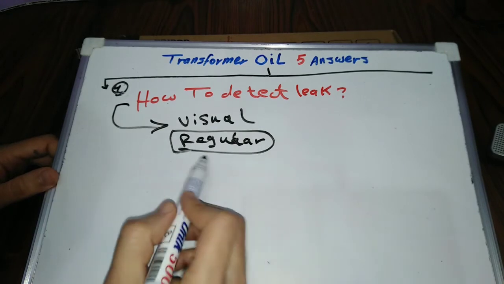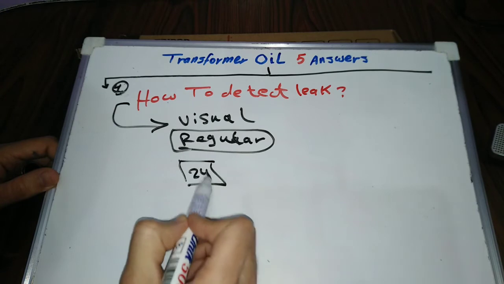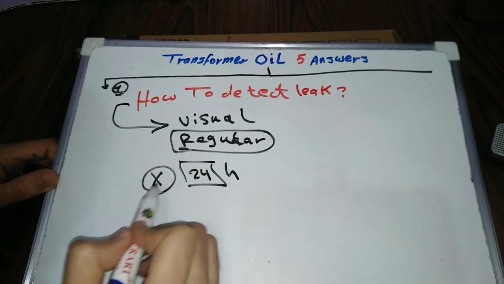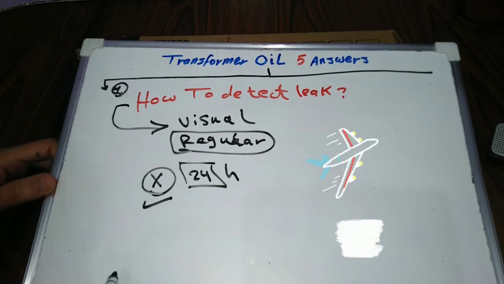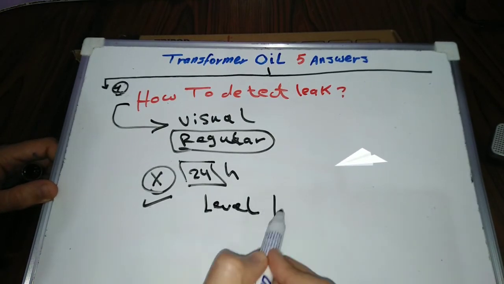You can do so by cleaning the oil on the body, leaving the transformer for 24 hours, and checking again for any oil. If there is no oil, this means the oil on the body may have been caused during the transportation and installation. Check the oil level to make sure it's not very low.